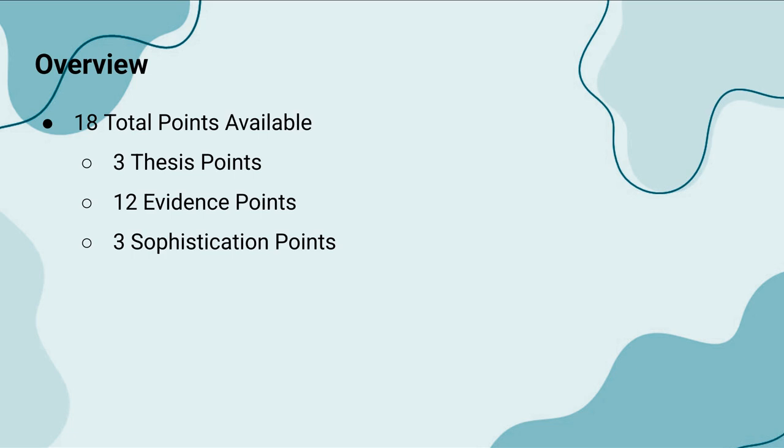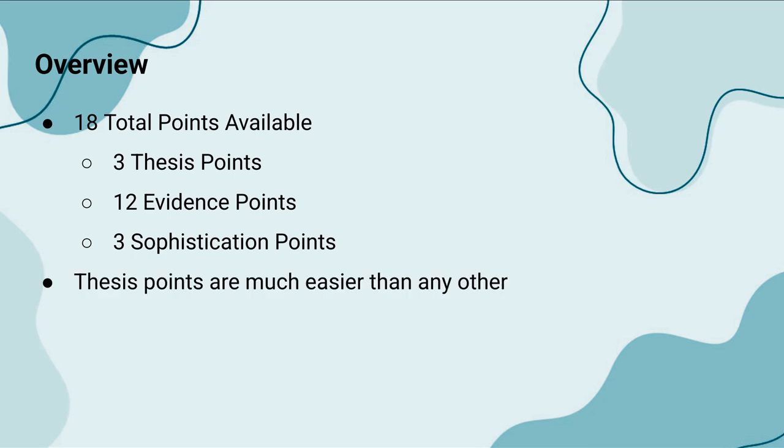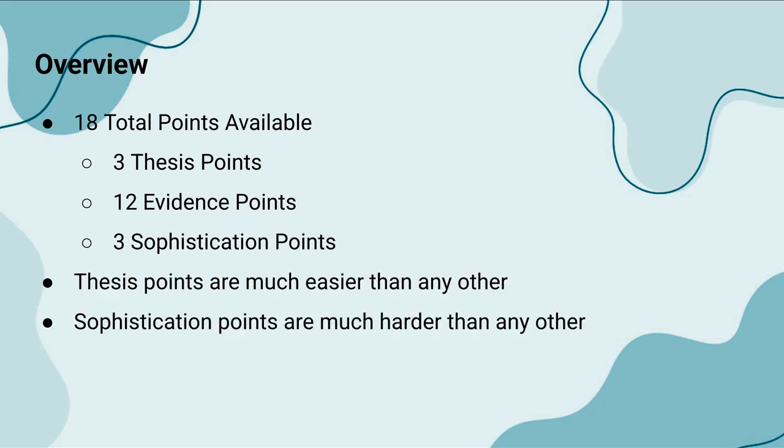However, each point inherently is not equal because the thesis points are much easier and the sophistication points are much harder. So what this means is you really want to aim to get every thesis point. You should not be missing out on your thesis points. And you probably want to aim to get 3 to 4 evidence points on most of your essays. If you can do that, you're looking at a 15 out of 18, which is incredibly strong. That's definitely going to get you a 5 as long as you do at least like half of the multiple choice, right? As for if you should at least get those 3 thesis points because that's what your essay is based on. So you really want to get those 3.